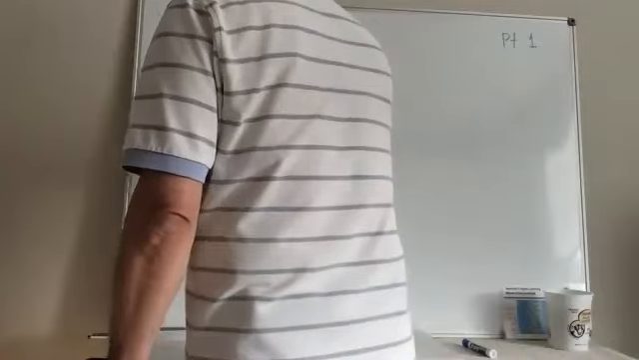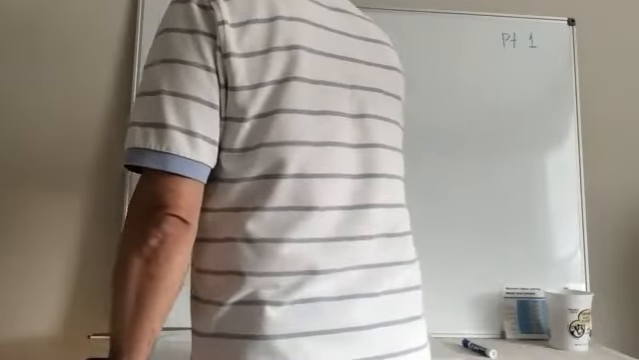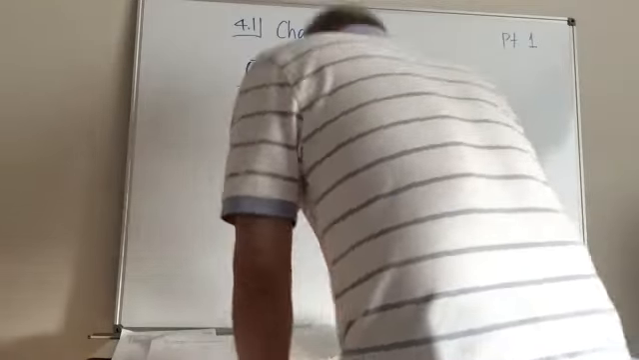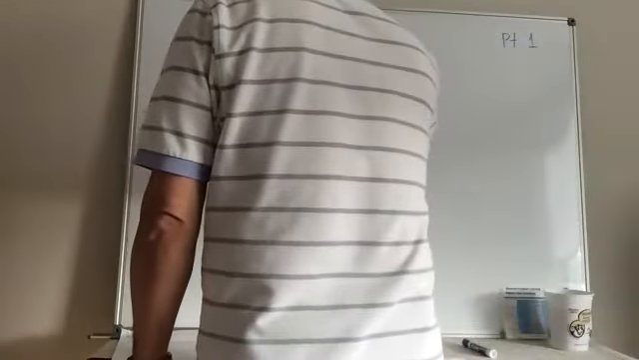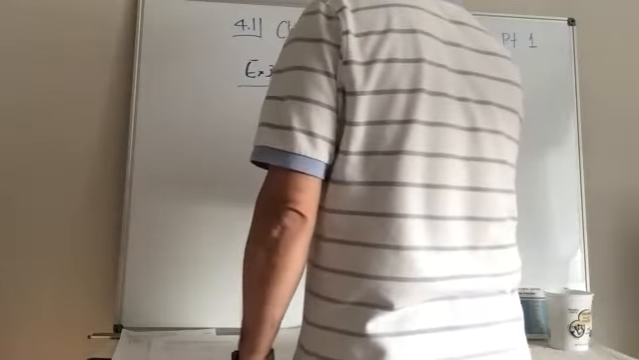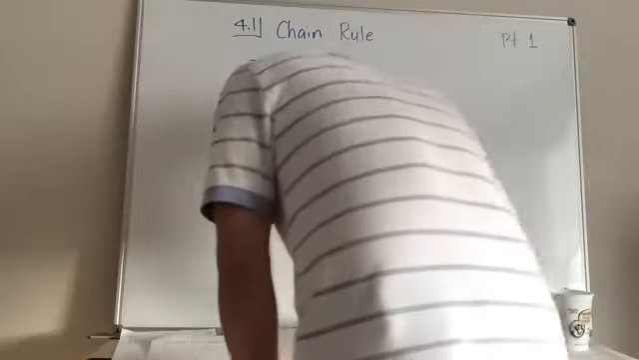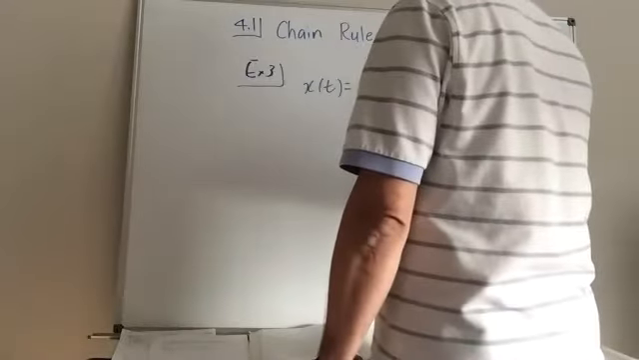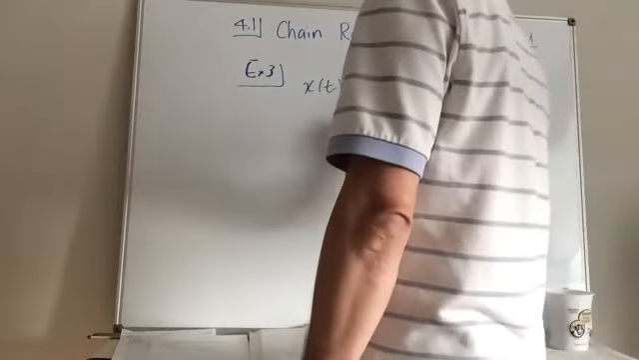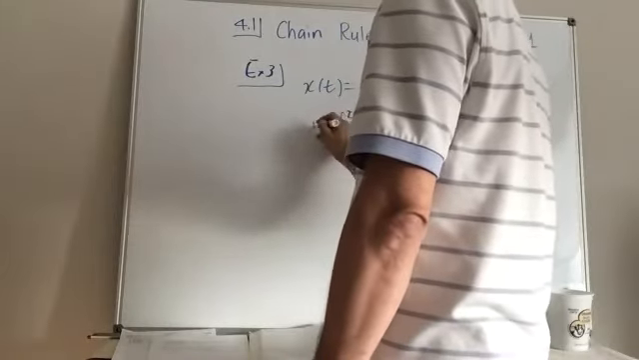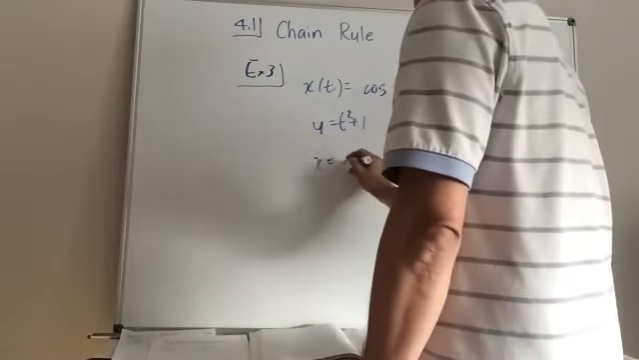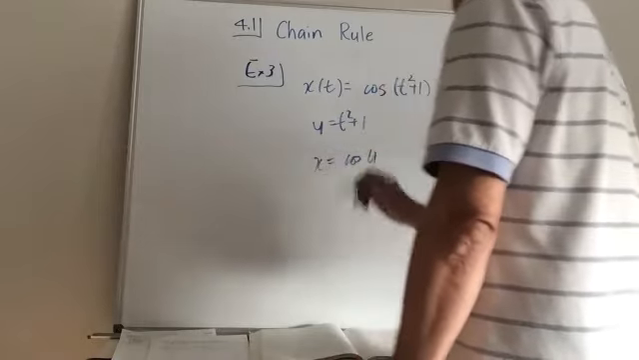Example number 3, I say, okay, so x of t is equal to cosine of t squared plus 1. I'm going to call this t squared plus 1, u. So x is going to be equal to cosine u.